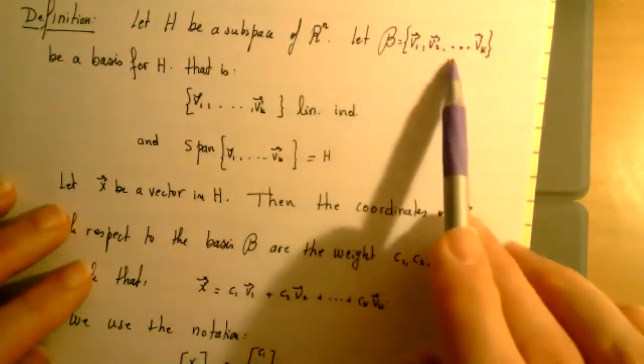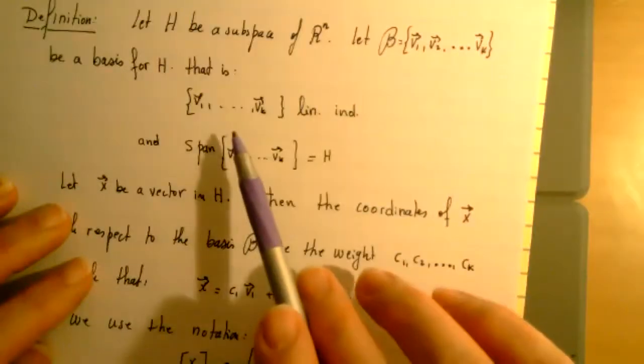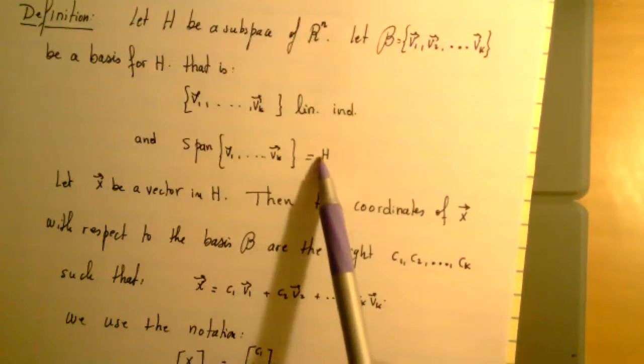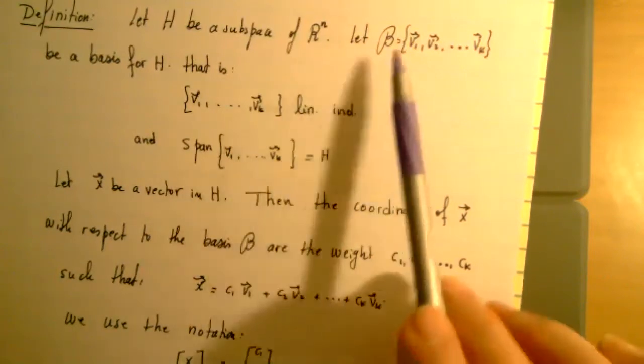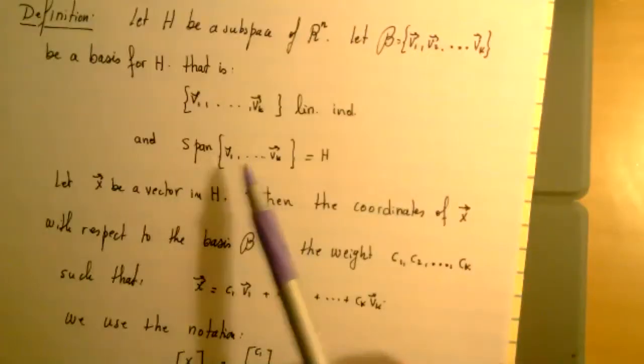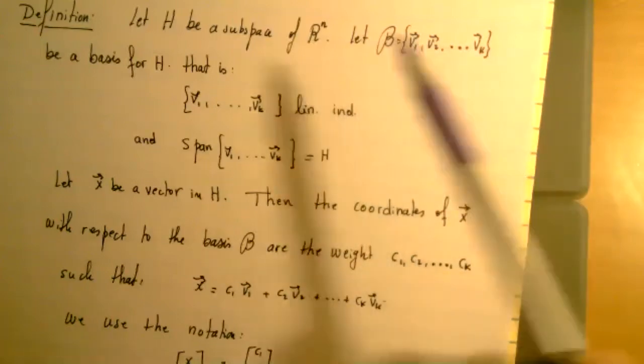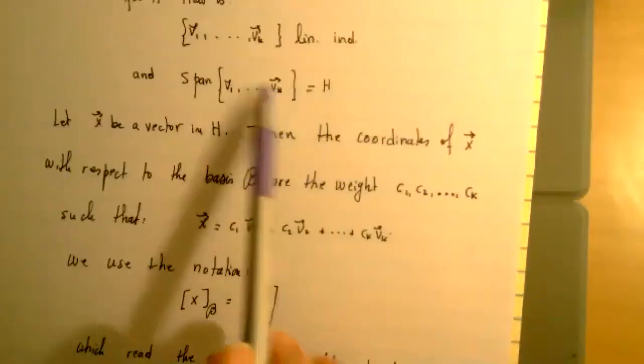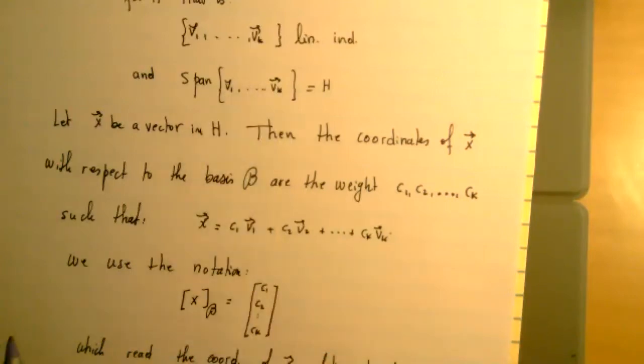And let B be a basis for H. Let us remember, what does it mean? It means that they are linearly independent and every vector in H is a linear combination of those V1 through Vk. So that's what a basis is. They have to be linearly independent and everything in H is obtained from them. So let X be a vector in H. Then I can write it as a combination of the V1 and V2.